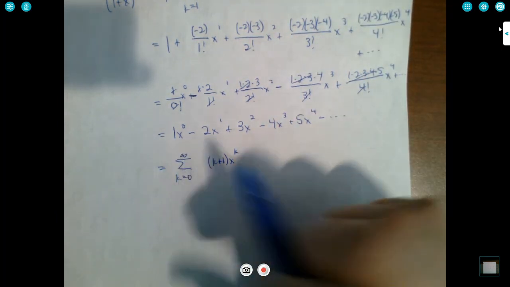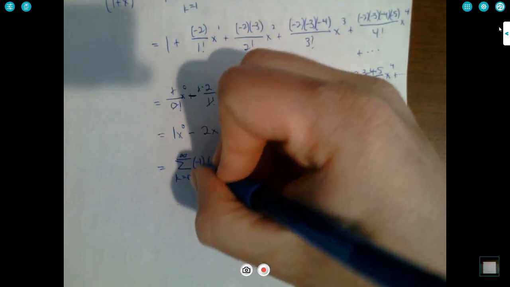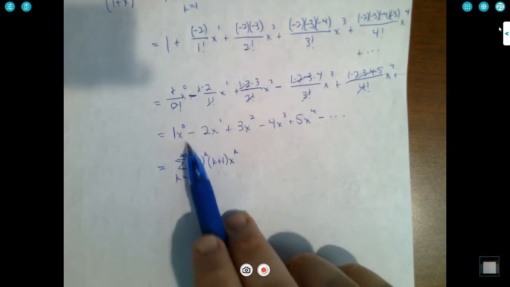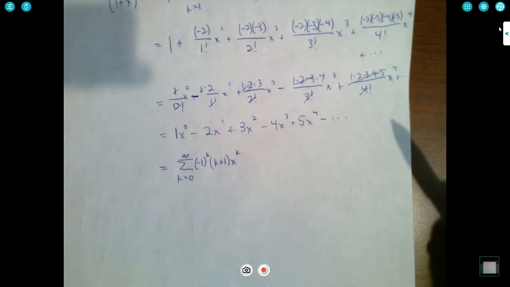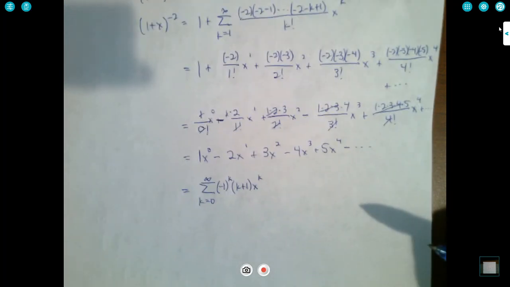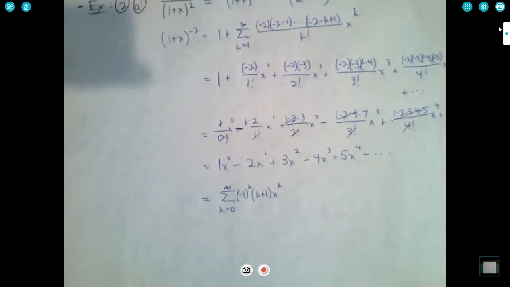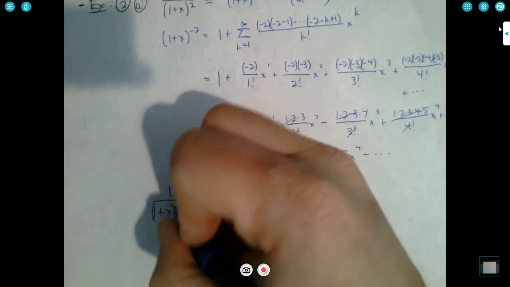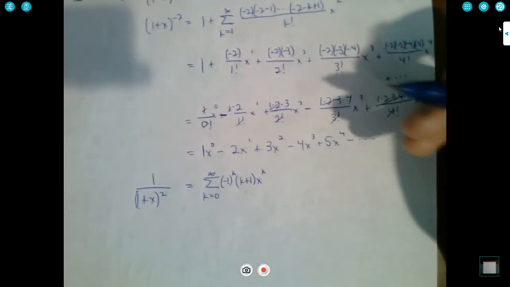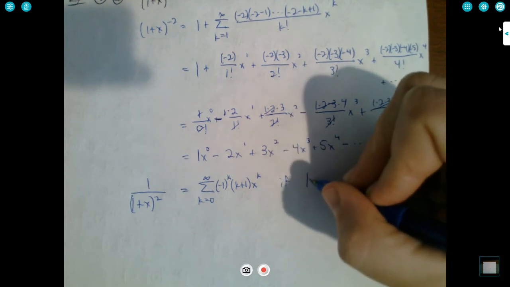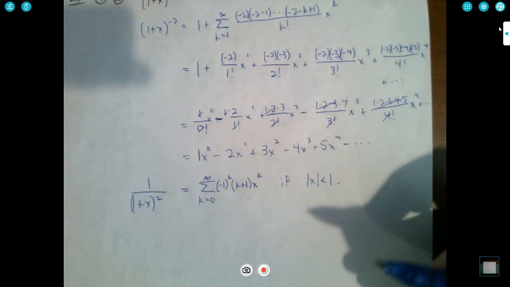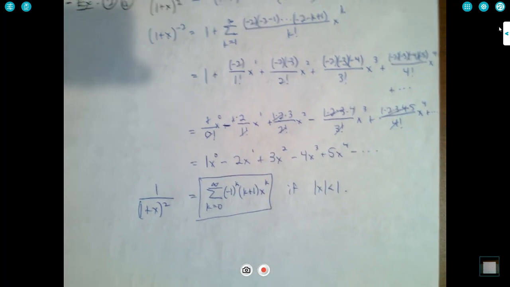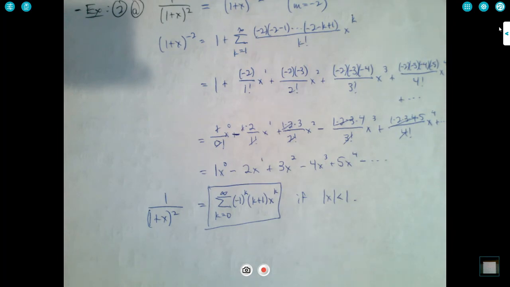And then as far as the signs are concerned, I'm going to have a negative 1 to the k, I think, because I start positive, and then negative, positive, negative. And so there you go. So 1 over (1 plus x) squared equals this thing, provided that the absolute value of x is less than 1. So there's the answer to the question. That's kind of cool. Let me give you another one.